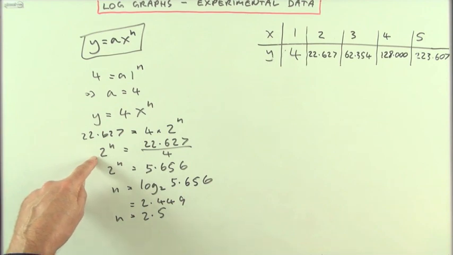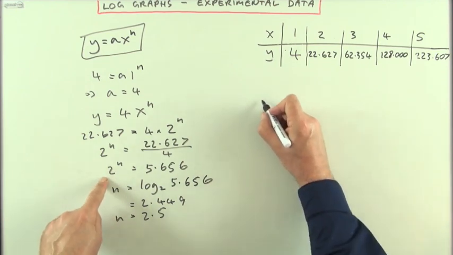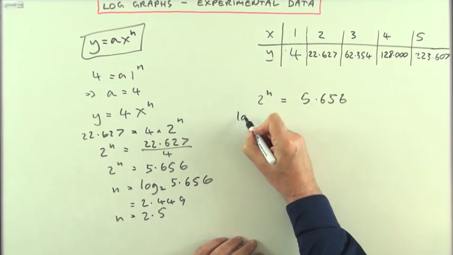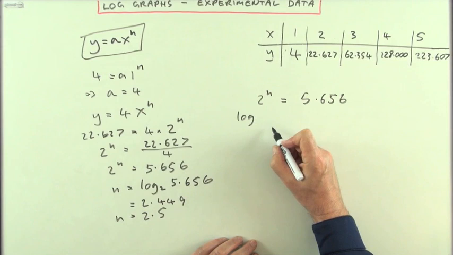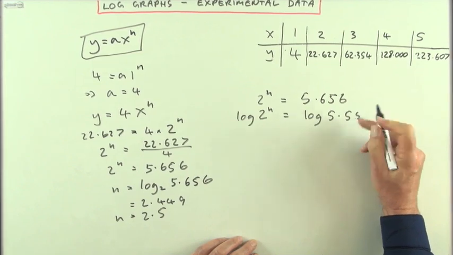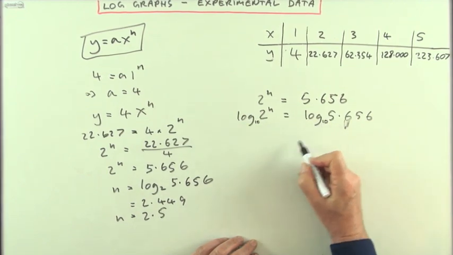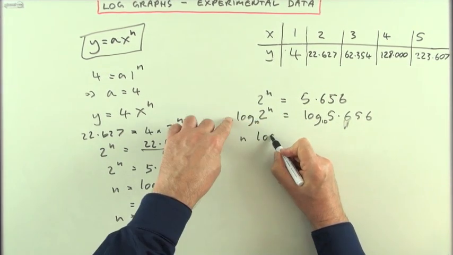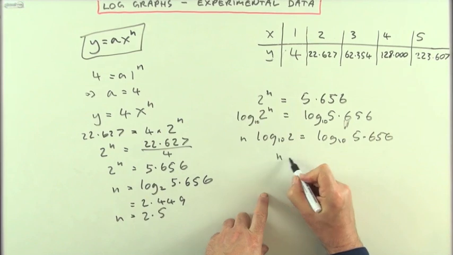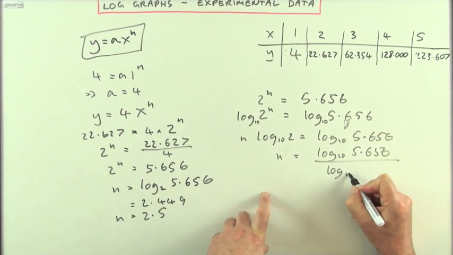Or if you weren't able to use the luxury of log base 2, at that point I would say, well, if 2 to the n is 5.656 and I can't use log base 2, but I can use log base 10 or log e, use log base 10, I could take log base 10 of both sides. So log base 10 of that, log base 10 of that. The handy thing about taking log base 10, maybe I'll just emphasise it here, is that the power can pop out. n times log base 10 of 2 will be log base 10 of 5.656. So n will be log base 10 of 5.656 divided by log base 10 of 2.